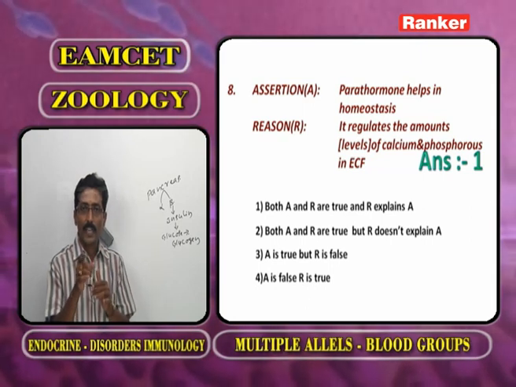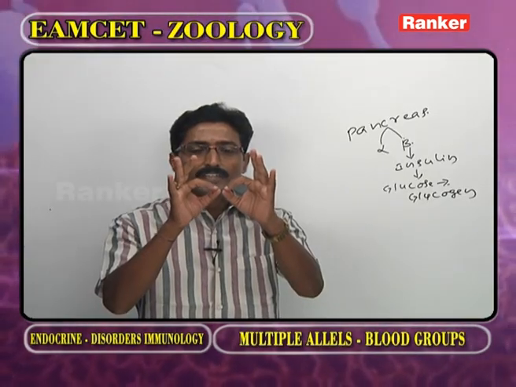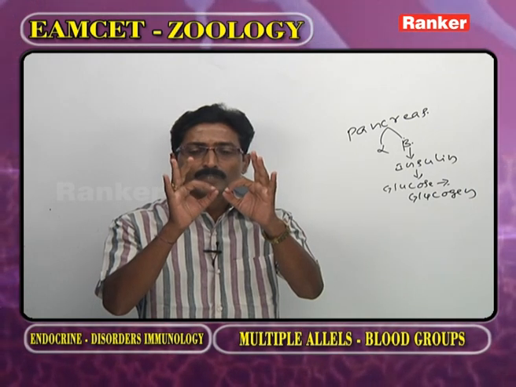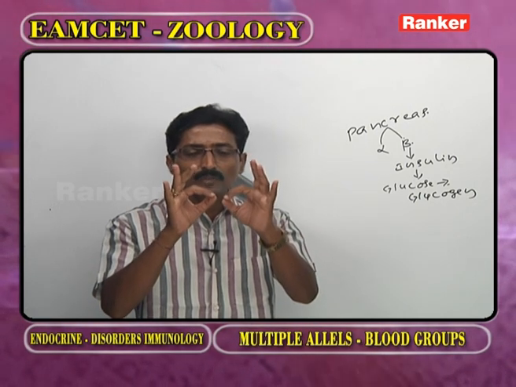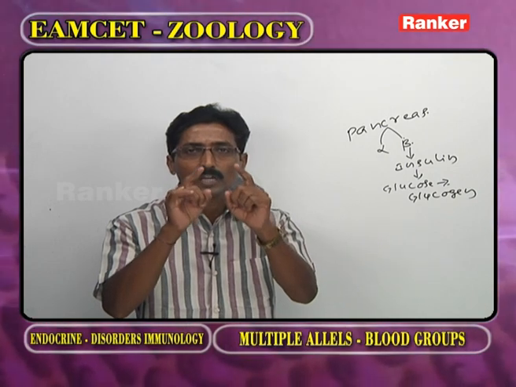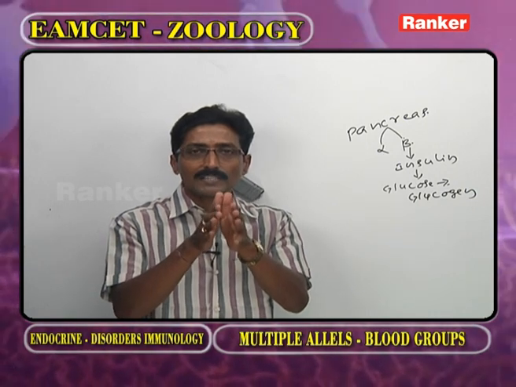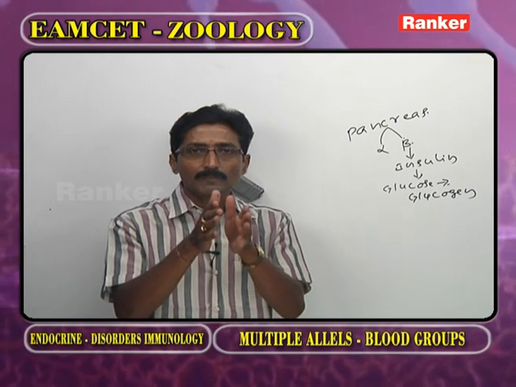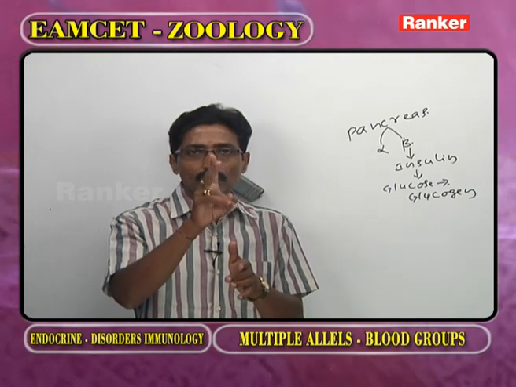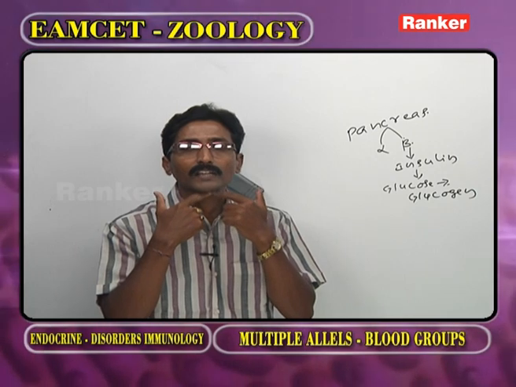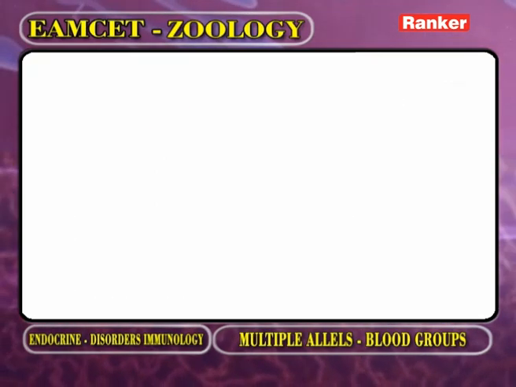What is meant by ECF? Extracellular fluid. Now, this is one cell, this is another cell. Between the cells, the fluid is present. Again, it is one cell, it is another cell. Now, in our body, between the cells, the fluid is present, that we call extracellular fluid. In the extracellular fluid, the calcium and phosphorus levels are maintained by what type of hormone? That is called parathormone, secreted by parathyroid glands. Number of parathyroid glands, 4 or 2 pairs, present in the neck region around the thyroid gland. So both are correct and the reason explains A. Next question.